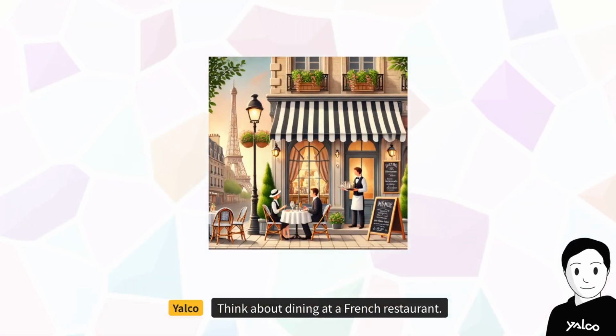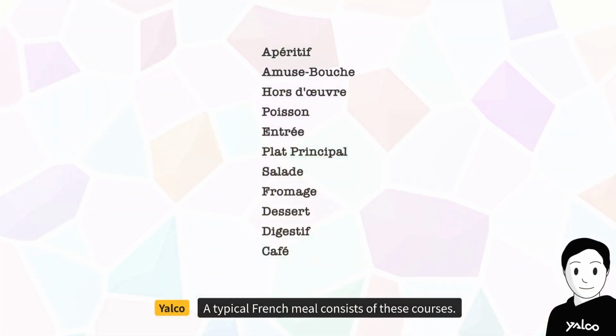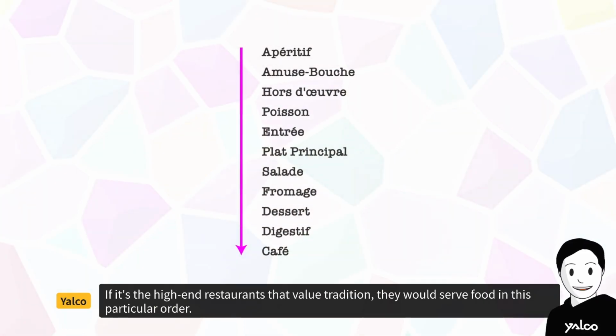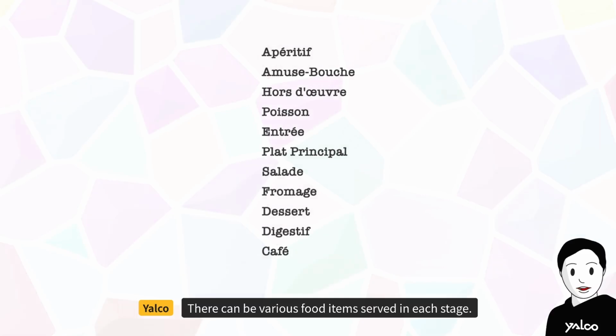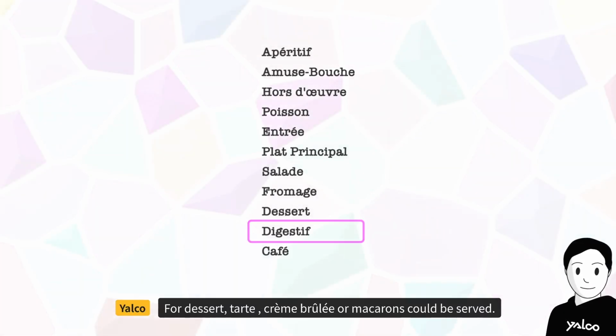Think about dining at a French restaurant. A typical French meal consists of these courses. If it's the high-end restaurants that value tradition, they would serve food in this particular order. There can be various food items served in each stage. For the hors d'oeuvre, a salad, smoked salmon, or snail dishes could be served. For dessert, tarte, crème brûlée, or macaron could be served.